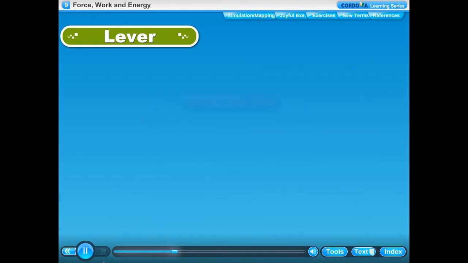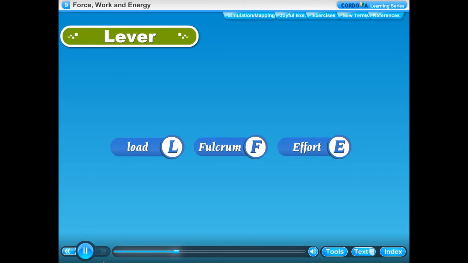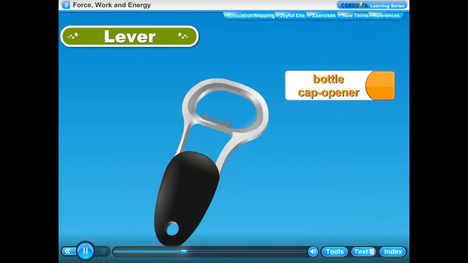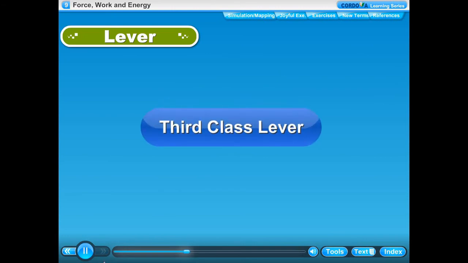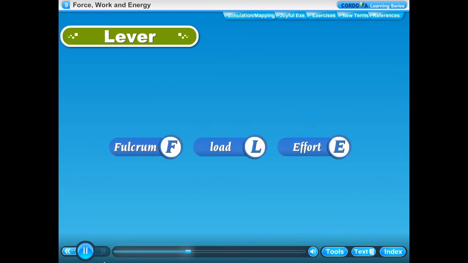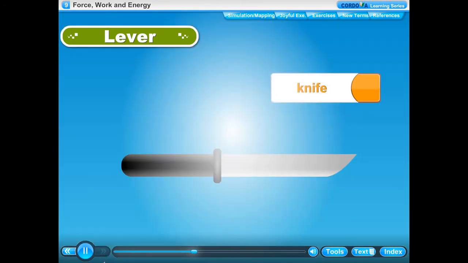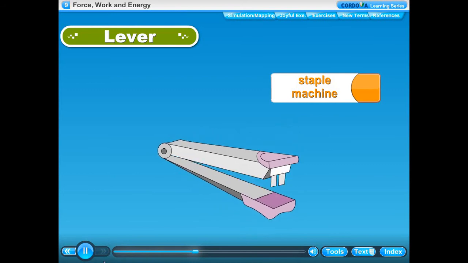Second class lever. In the second class levers, load, L, is in between the fulcrum and effort. Some examples of second class levers are wheelbarrow, nut cutter, bottle cap opener, etc. Third class lever. In third class levers, the effort, E, is in between the fulcrum and load. Some examples of third class levers are forceps, ice tongs, knife, staple machine, etc.